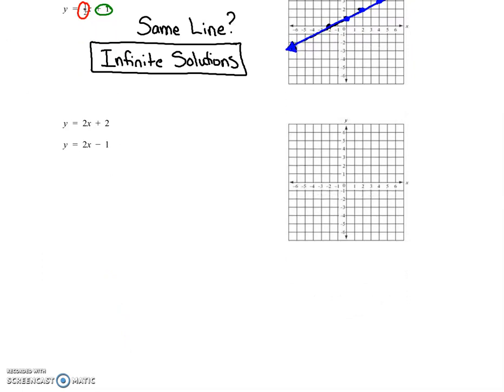Our second example down here. Both of these are in slope-intercept form, so it should be pretty easy to graph. So the first one, my y-intercept is 2. My slope is 2. So 2 is equal to 2 over 1. Means I'm going to go up 2, right 1. Down 2, left 1. Down 2, left 1. Remember, I can always go backwards. So this is my line right here.